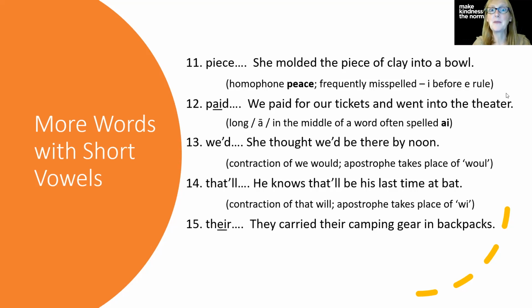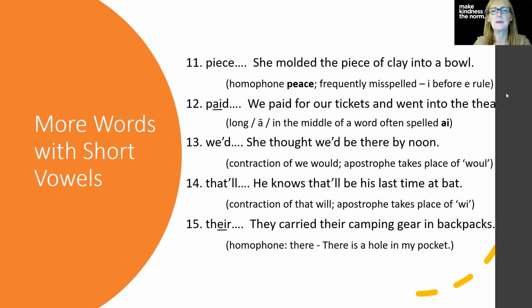There, here it is. It's the possessive form: they carried their camping gear in backpacks. So the homophone being there is a hole in my pocket, or the backpack is over there. Where is it? Here, there. All of those words are spelled the same except for the beginning. This kind of there is often the trickiest for people to remember.